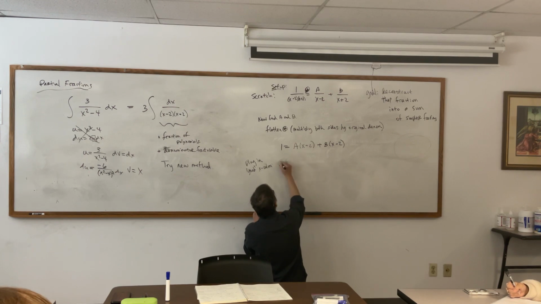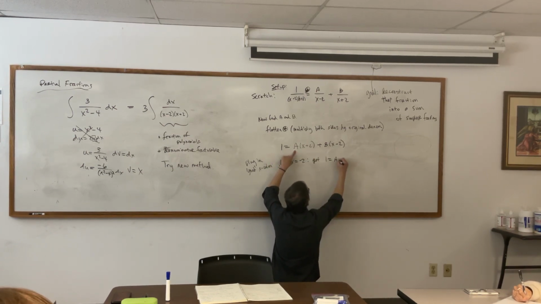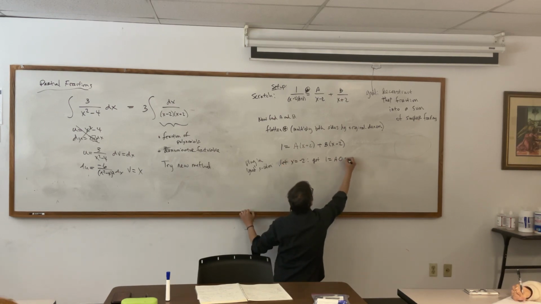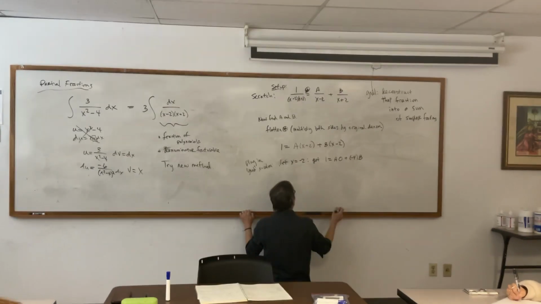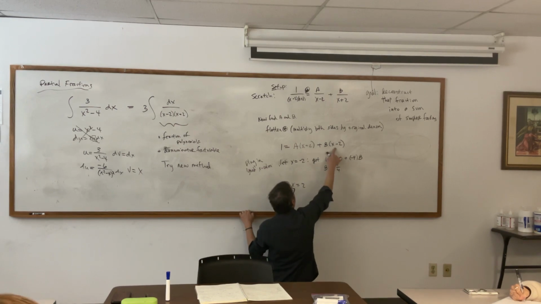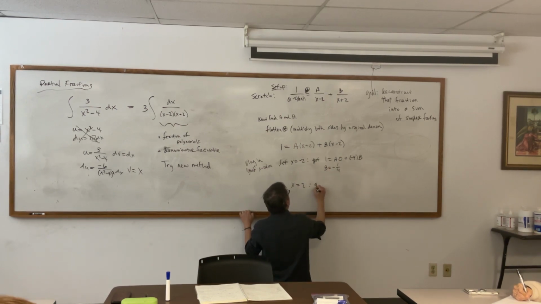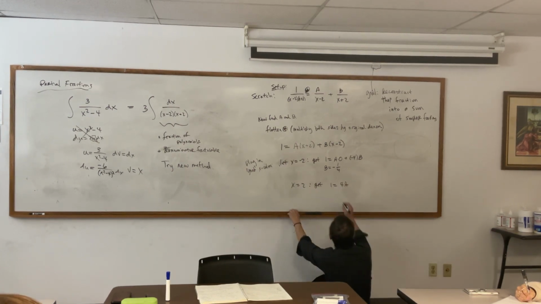So let x equal negative 2. And then plug that into this equation and get 1 equals a times 0, and I'll write this out the first couple times, plus negative 4 times b. And look, I know what b is now. B must be negative 1/4. And then let x equal positive 2. And when you do that, this piece dies. So you get 1 equals 4a. So a is a positive 4th.